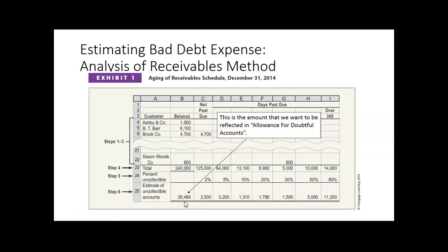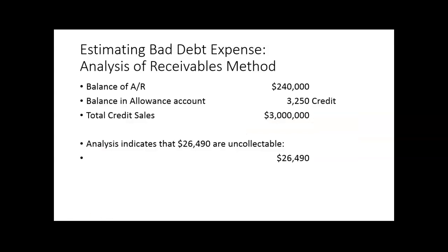And that is the amount. This is what we want the balance to be in the allowance for doubtful accounts account. Now, we know that the balance in the allowance for doubtful accounts account was a $3,250 credit. We want a credit of $26,490. So I need to get the difference between those. This is a credit balance already. I need to get to this number as a credit balance. So I'm going to have about $23,000 and change to get there.